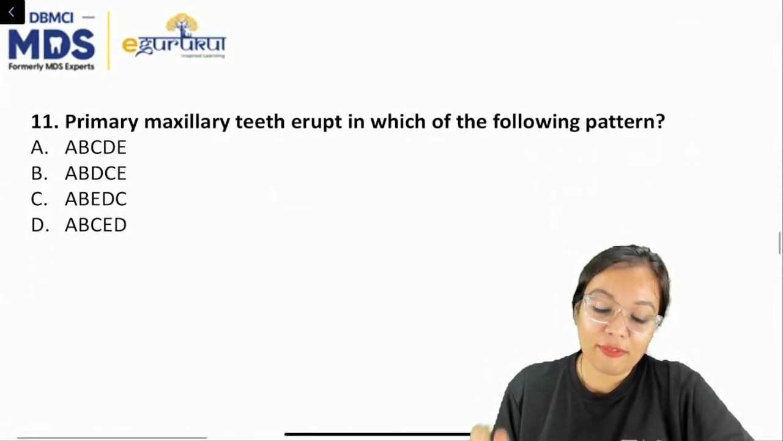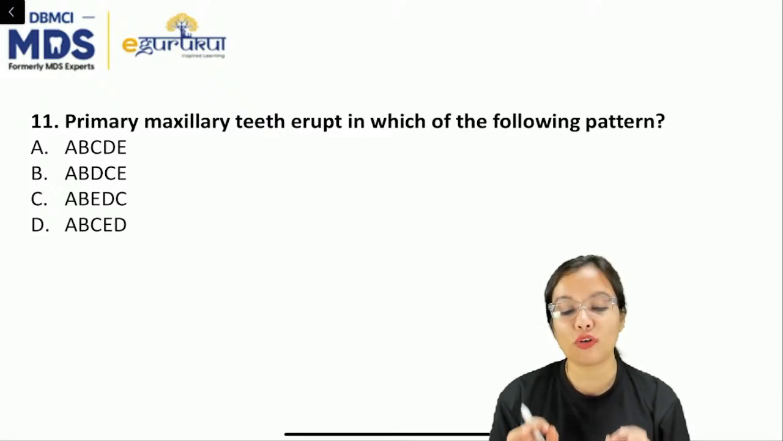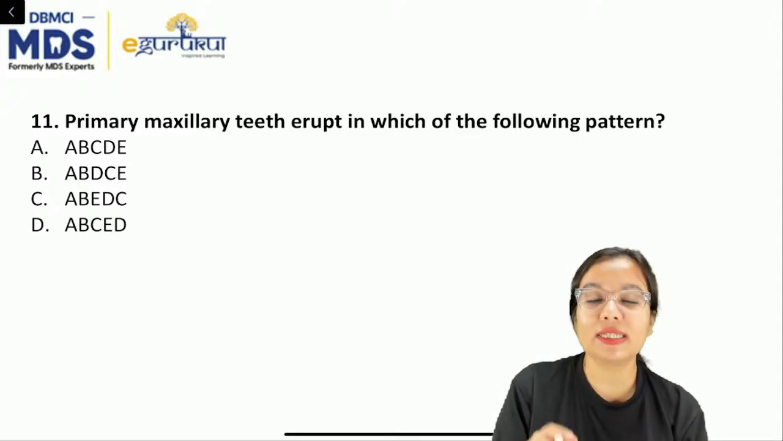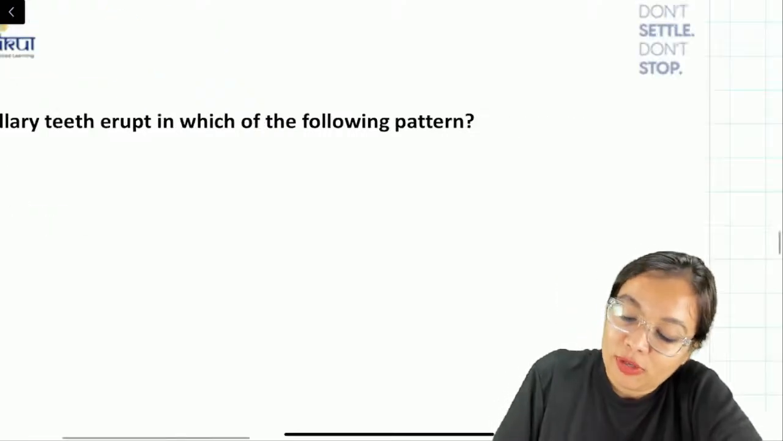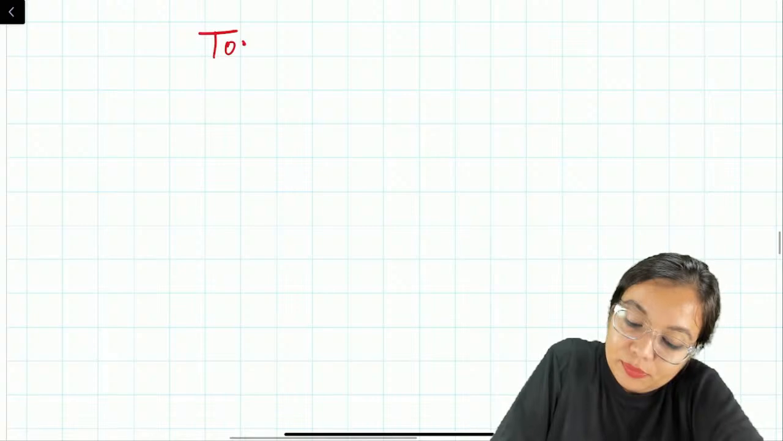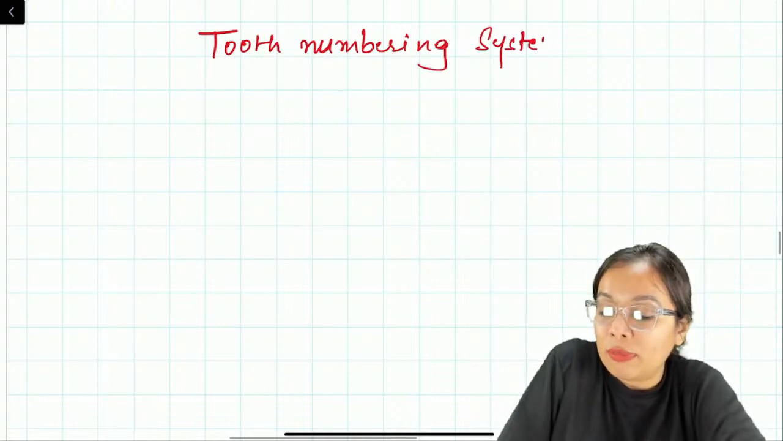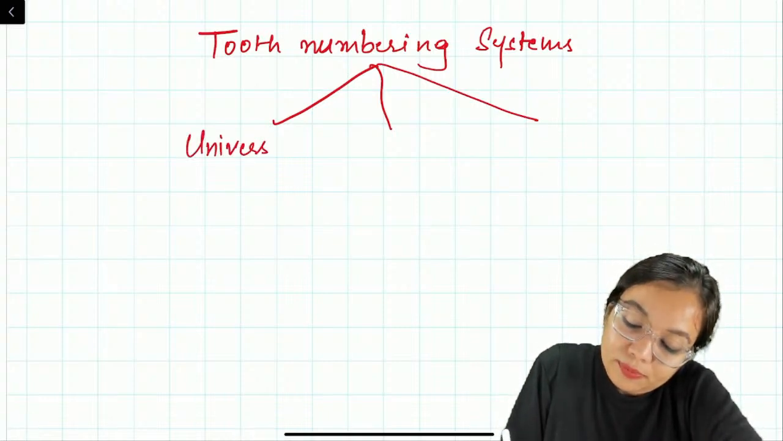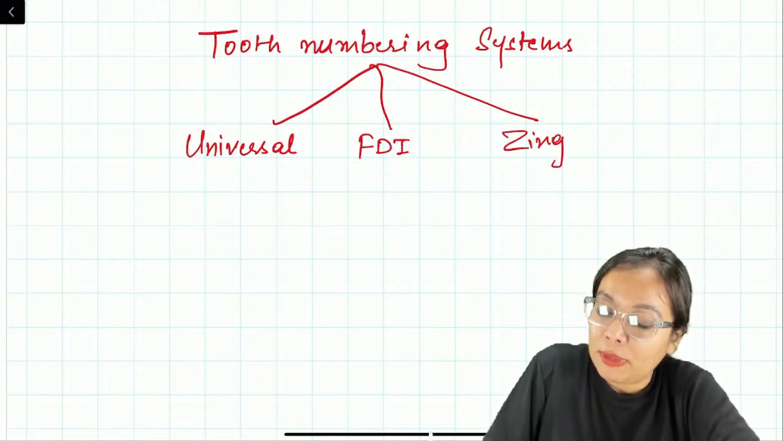Now comes the 11th question, which is the primary maxillary teeth erupt in which of the following patterns. So this particular thing that they've given is the universal method of a tooth numbering system. So when we see the tooth numbering system, we have three types of tooth numbering systems. One is the universal method, one is the FDI method, and one is the Zsigmondy-Palmer method.